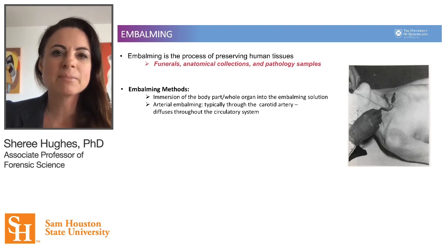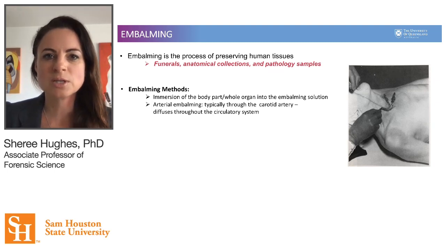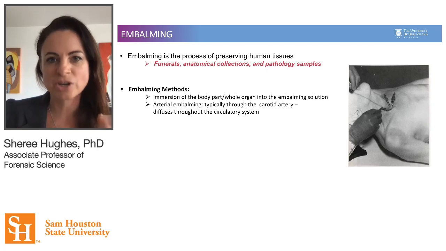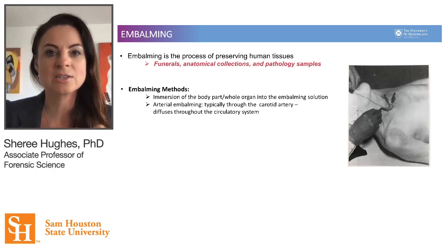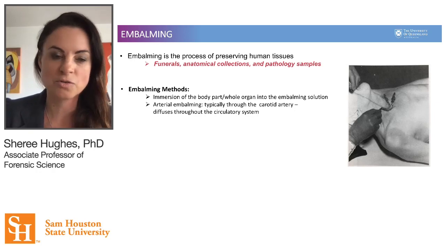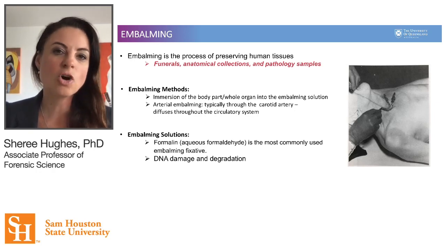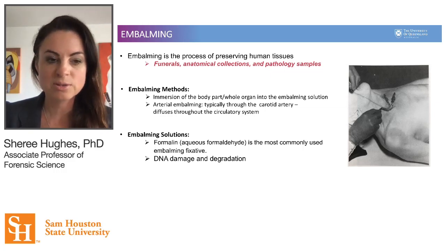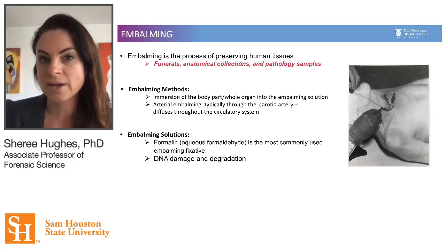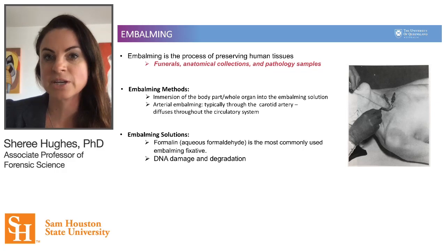So how embalming works usually falls within two general methods. Either the whole body or the organ is immersed in the embalming solution, or the solution is flushed through the circulatory system for diffusion. And the most common agent used is a formalin-based preservative, and of course, as we know, that creates extreme DNA damage and degradation, particularly with cross-linkage and fragmentation.